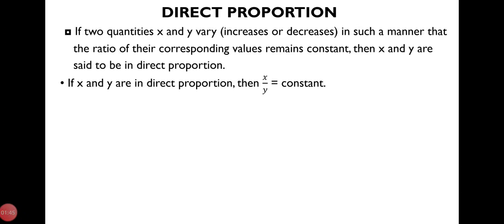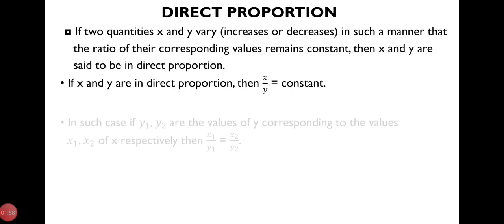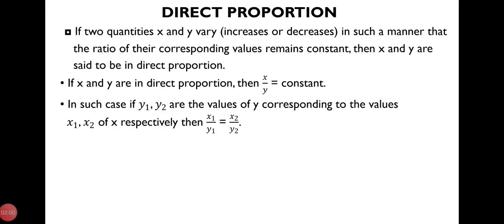If x and y are in direct proportion, then x upon y is equal to a constant. Means if the given two quantities x and y are in direct proportion, then the ratio of x upon y will remain constant. In such a case, if y1, y2 are the values of y corresponding to the values x1, x2 of x respectively, then x1 upon y1 is equal to x2 upon y2.